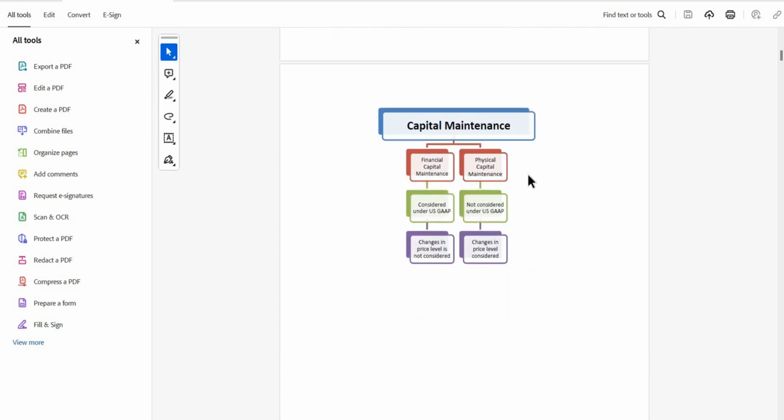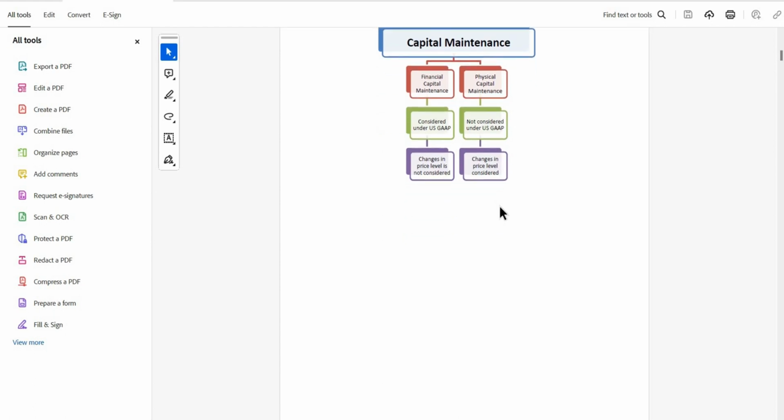So we studied capital maintenance. The financial capital maintenance is considered under US GAAP, and the physical capital maintenance is not considered under US GAAP.